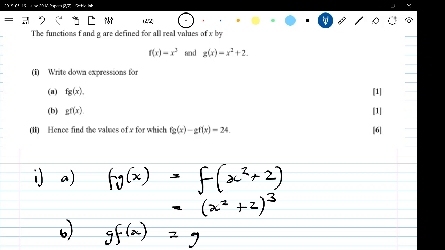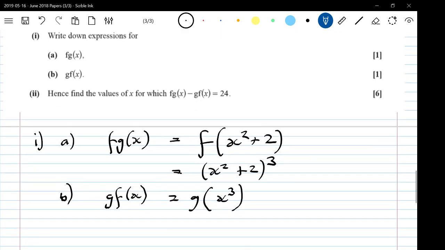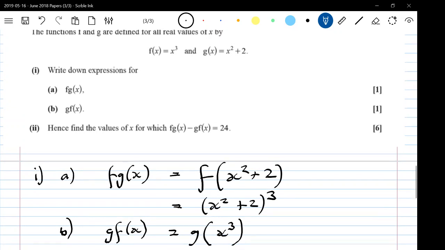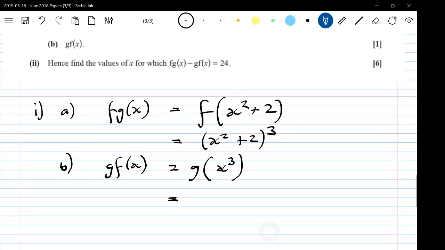So this is g of f of x. So the input to g is now x cubed. g was the input squared plus 2. So the input, oh, that's a 3. The input squared plus 2 gives us x to the 6 plus 2 as the answer to that one. There it is. There's our 1 mark for each of those.